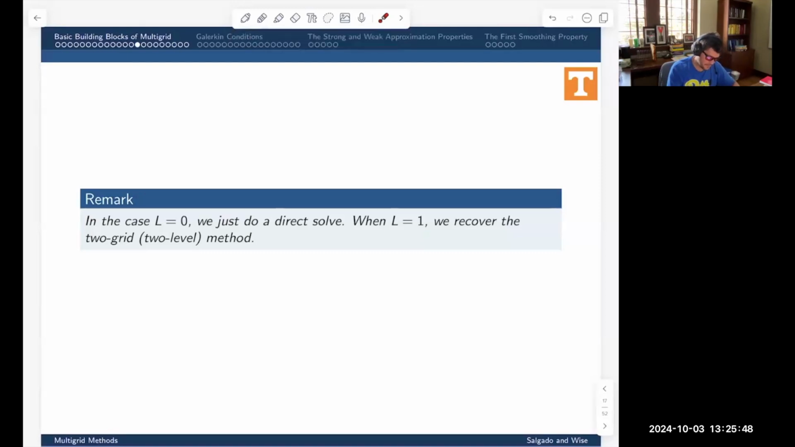Now, as I was saying before my headphones died, in the case that L is equal to 0, our multigrid algorithm is just a direct solve. Whenever L is equal to 1, we recover the 2-grid algorithm. That's it. And of course, when L is greater than 1, like 2, then we're doing something completely new. This is new territory. But it's an exercise for you to show that whenever L equals 1, we just recover the two-grid algorithm. Multigrid and 2-grid are the same whenever capital L is equal to 1.